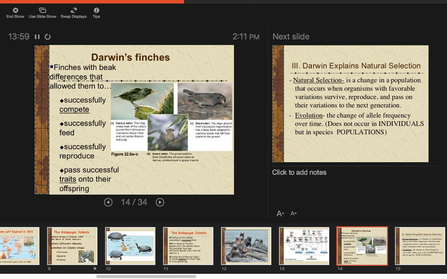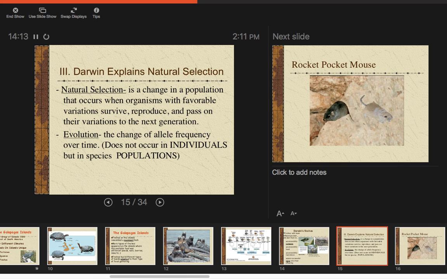So a little bit more about the finches. Okay, the ones that had the differences in their beak allowed them to successfully compete better. They could eat more, they could reproduce more, and again, they would pass that trait on to their offspring.